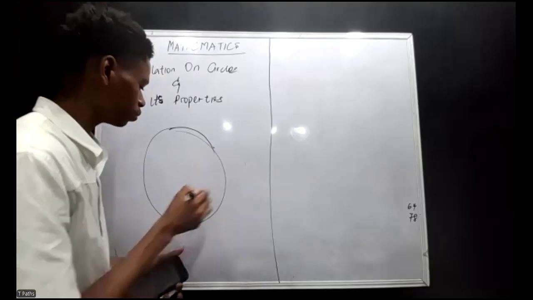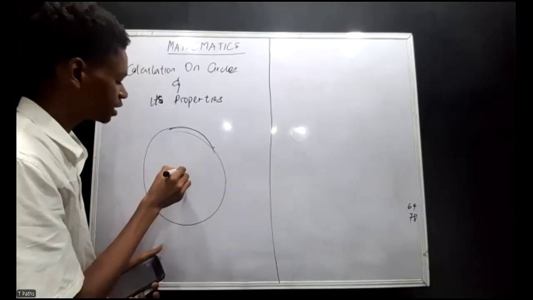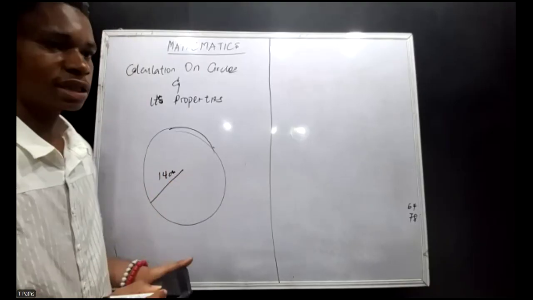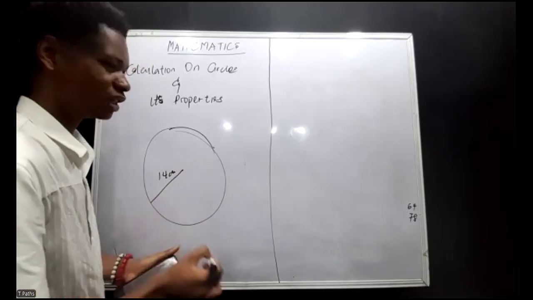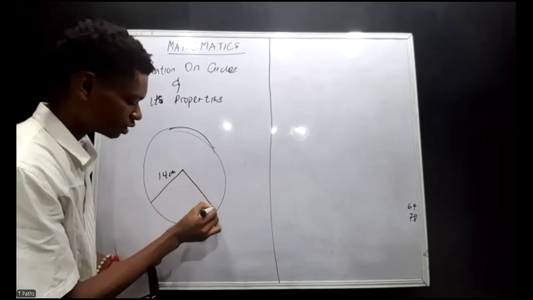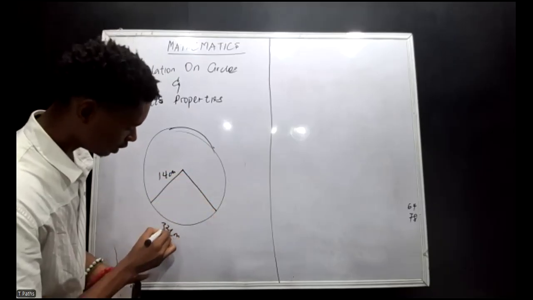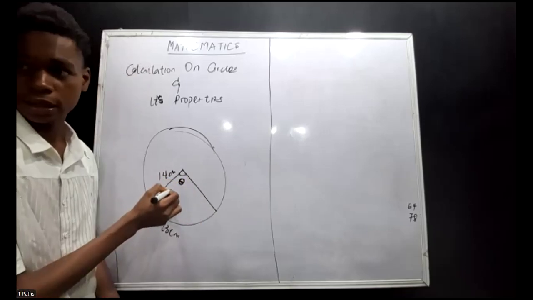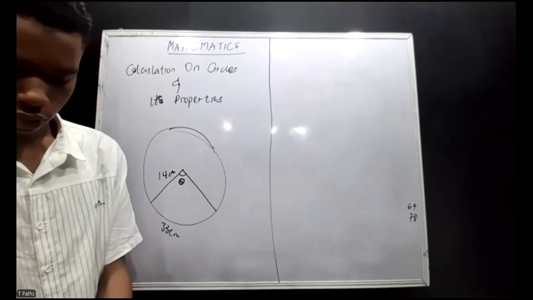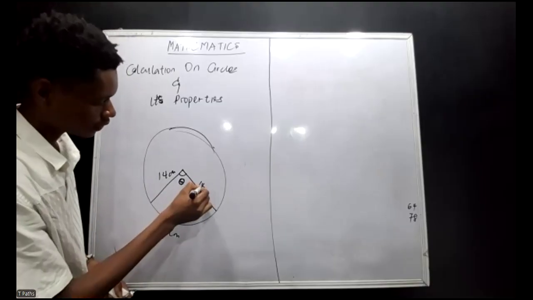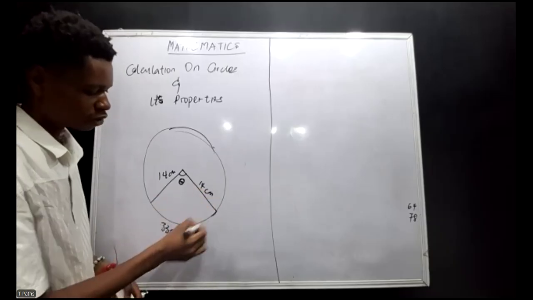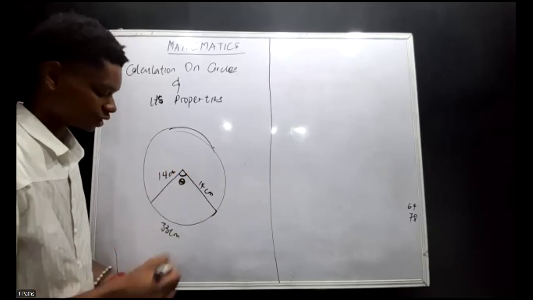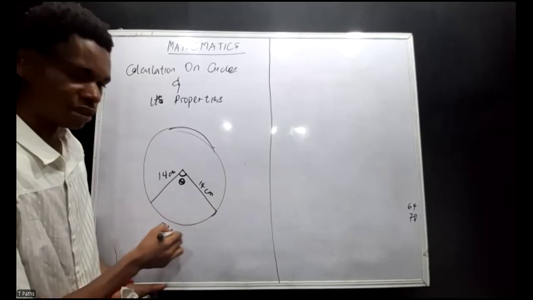So we are given a circle. The question says the radius of the circle is 14 centimeter. Let's say this is 14 centimeter. Now the question is asking us to find the length of the arc of a sector that is 33 centimeter. We have to find the angle at which this sector is subtended to the center of the circle.